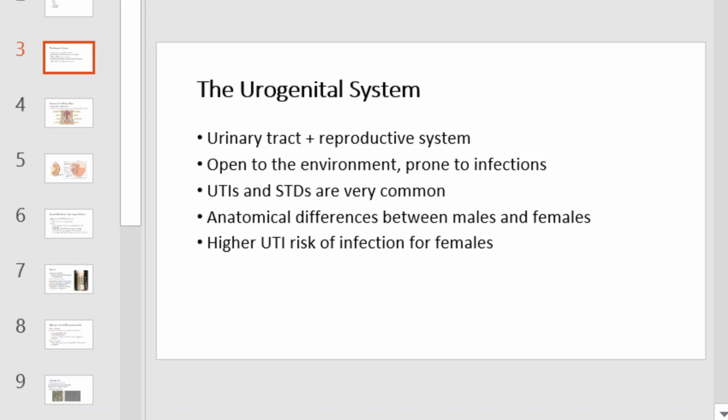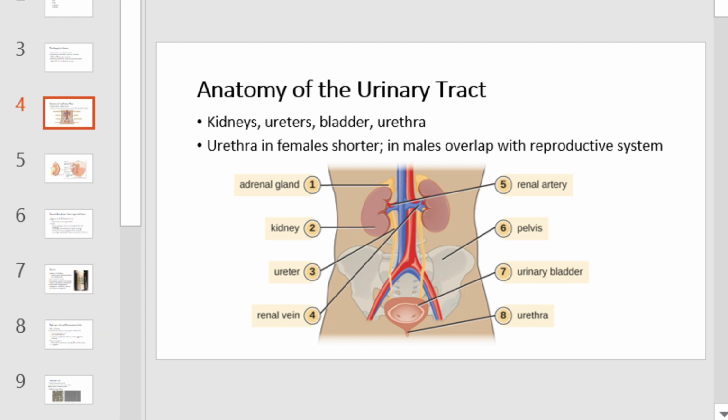UTIs and STDs are very common. Anatomical differences between males and females vary the risk between the genders. There is a higher UTI risk of infection for females. This is an illustration of the anatomy of the urinary tract, which includes the kidneys, ureter, bladder, and urethra. The urethra in females is shorter than in males. The males overlap with their reproductive system.